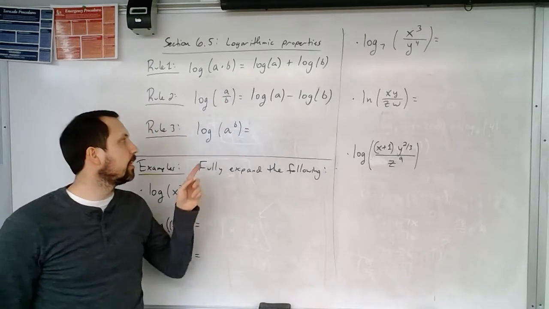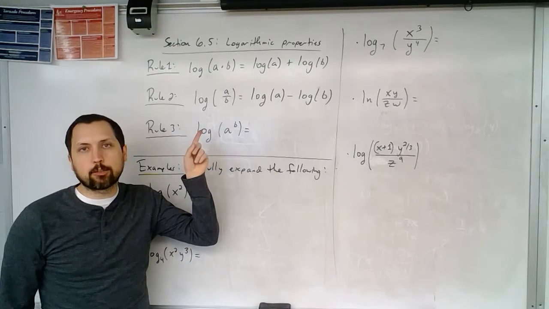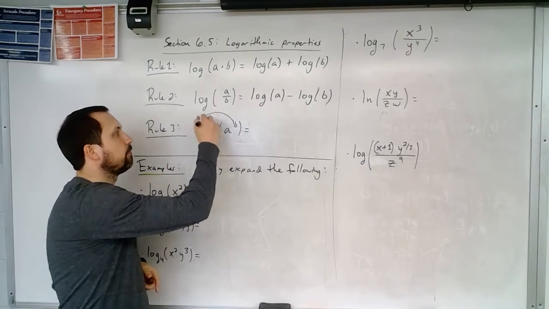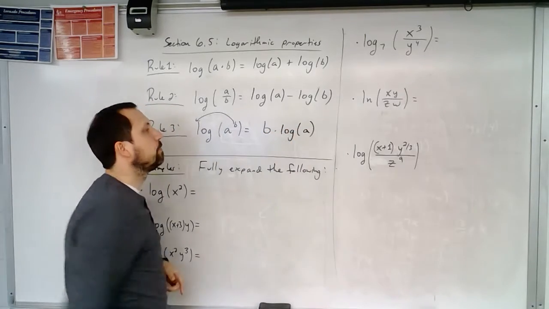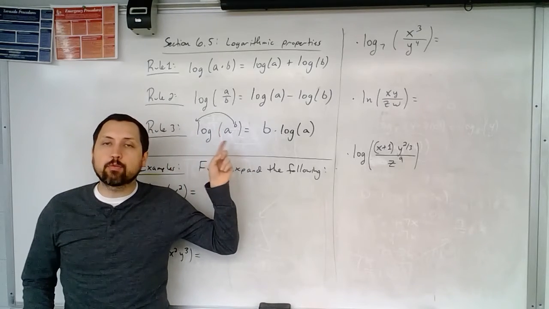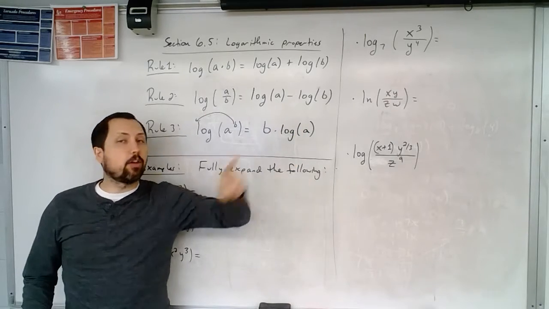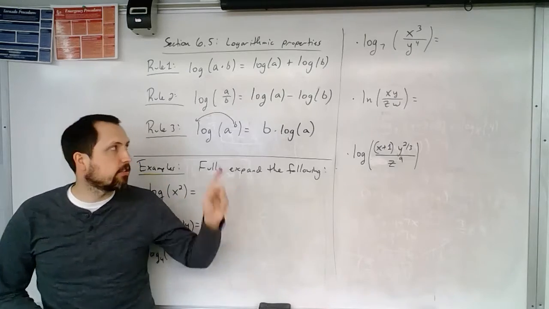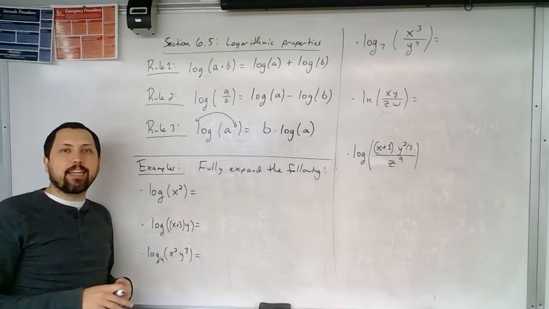And then the last rule says that if I have an exponent inside this, so if I have log of a raised to an exponent b, what I can do with this exponent is move it out front. So this becomes b times log of a. So exponents, as long as this whole thing is raised to an exponent, that exponent can get moved to the front. If the whole thing is not raised to that exponent, then you cannot do that. But as long as the whole inside is, bring that out front. So let's take a look at some examples of applying these.